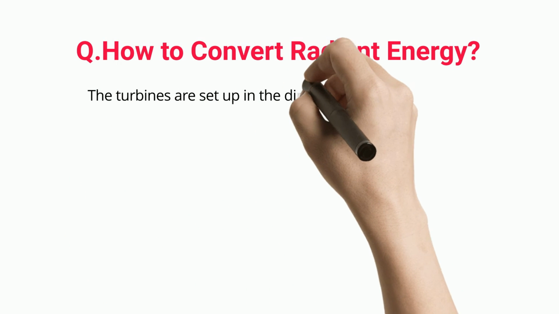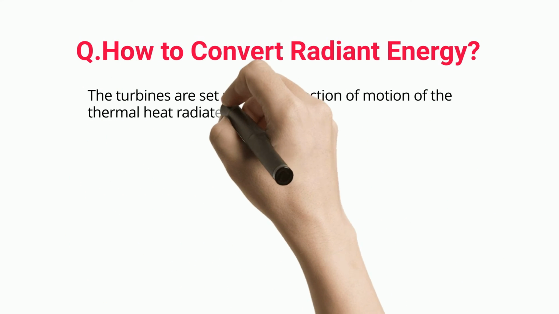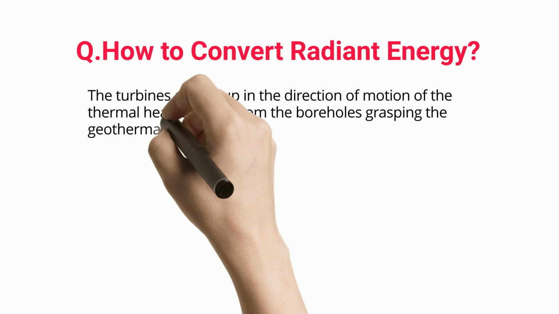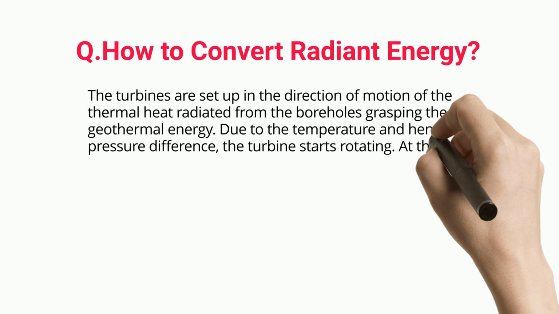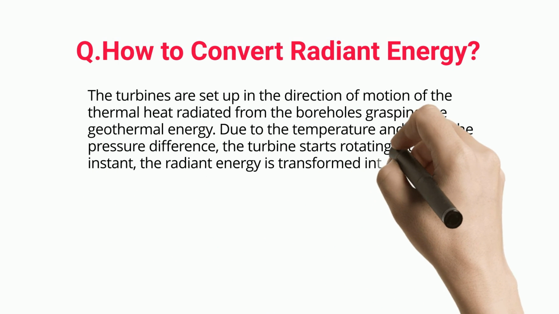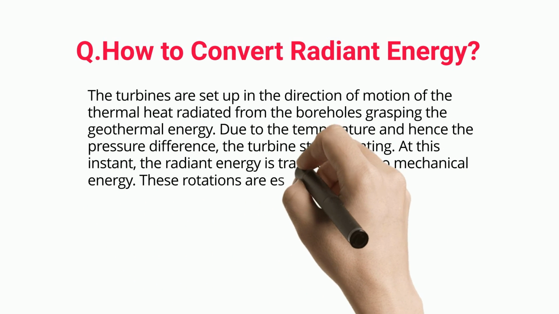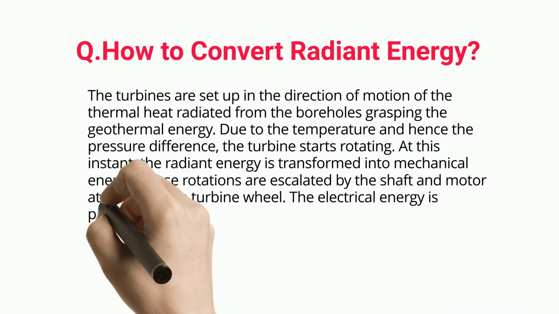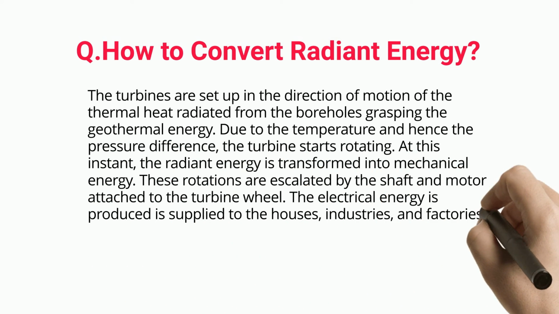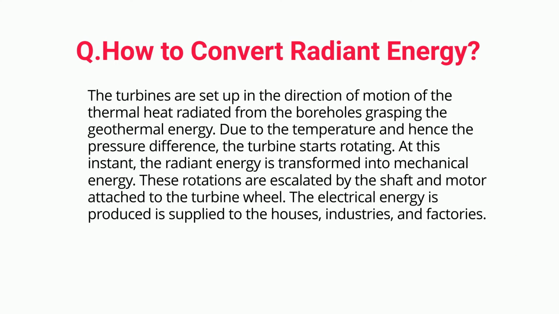The turbines are set up in the direction of motion of the thermal heat radiated from the boreholes, grasping the geothermal energy. Due to the temperature and hence the pressure difference, the turbine starts rotating. At this instant, the radiant energy is transformed into mechanical energy. These rotations are escalated by the shaft and motor attached to the turbine wheel. The electrical energy produced is supplied to the houses, industries, and factories.